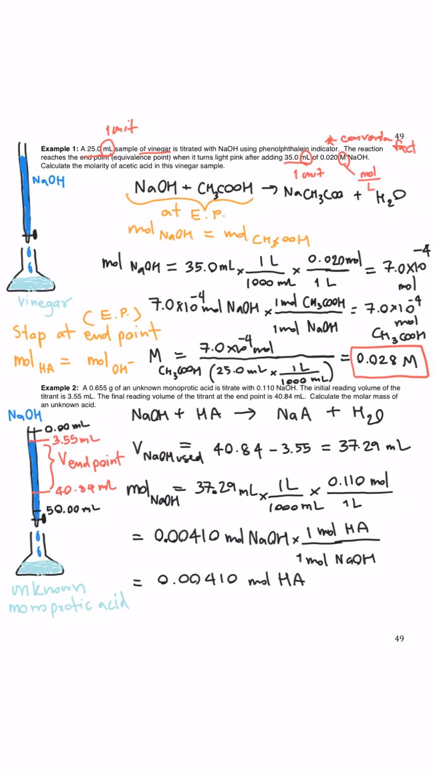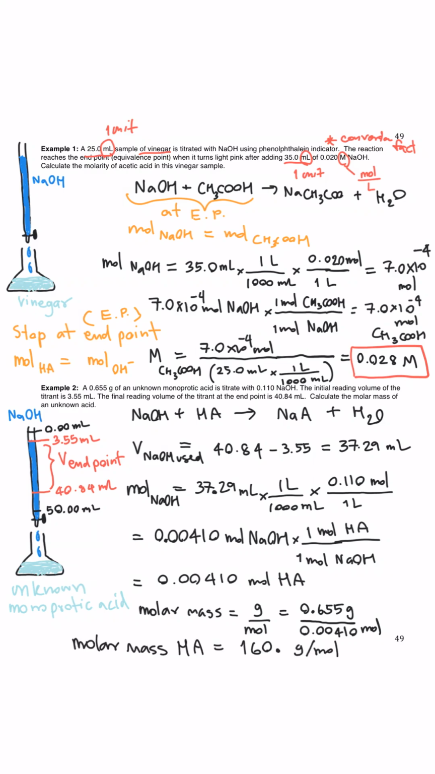To calculate for molar mass, the unit is grams per mole. Therefore, in order to calculate molar mass of the unknown monoprotic acid, we are going to divide the given grams by the mole that we just calculated. And we will get the molar mass of the unknown monoprotic acid equal to 160 grams per mole.